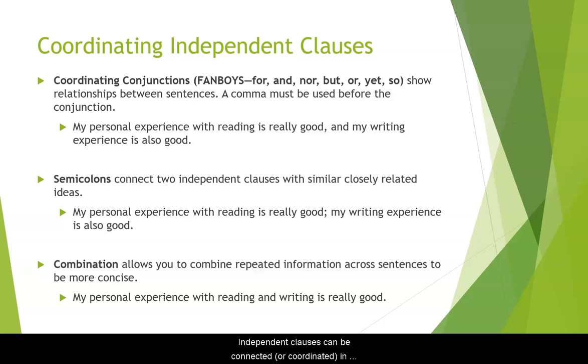Independent clauses can be connected or coordinated in a few different ways. The most common way is to coordinate two independent clauses using a comma and a coordinating conjunction. To remember the coordinating conjunctions, just think FANBOYS: for, and, nor, but, or, yet, and so. Another way is to use a semicolon between the two independent clauses. You should only really do this if the ideas in both of those independent clauses are closely related. If you're trying to be more concise in your writing, you can cut out repetition like the same subject or the same verb and combine the two clauses into one.